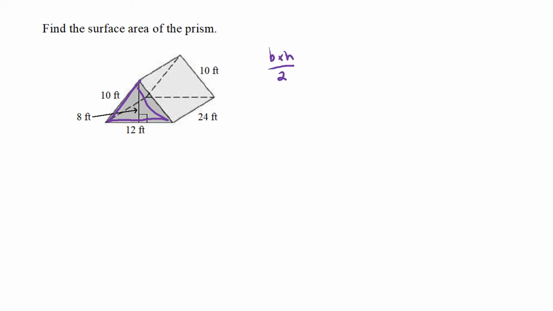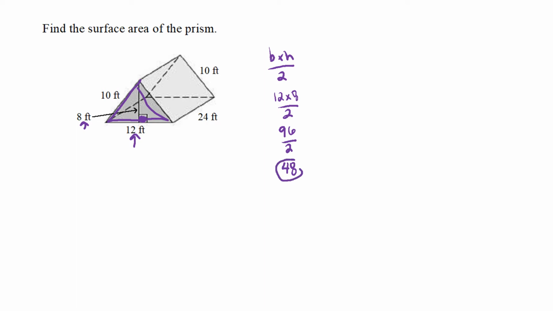To find the base and the height, what we're looking for is the right angle inside of the triangle in order to identify our base as 12 and our height as 8. So we would do 12 times 8 divided by 2. 12 times 8 is going to give us 96. 96 divided by 2 is going to give us 48.